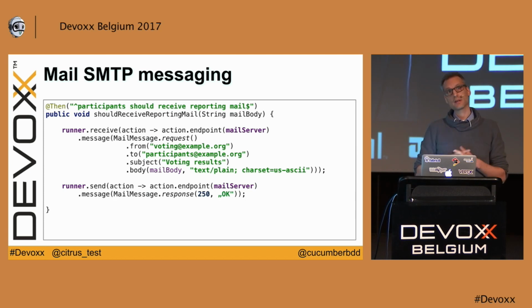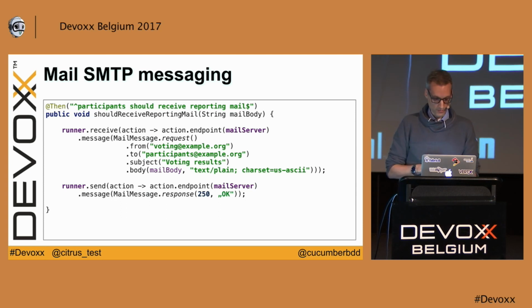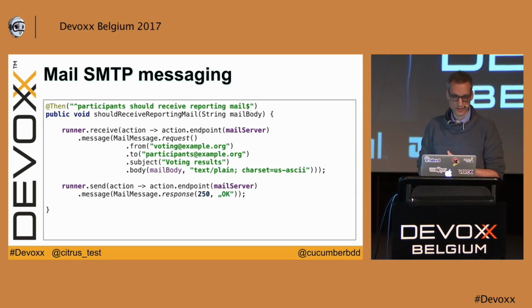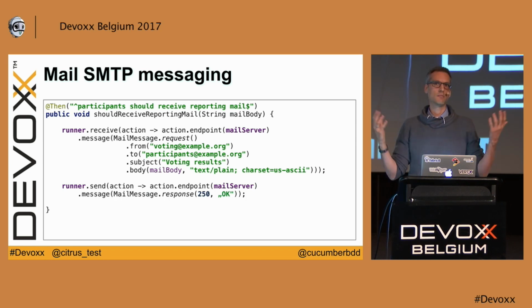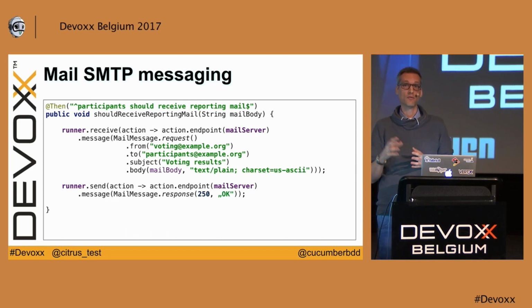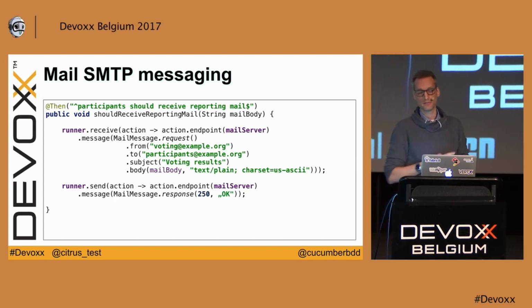And once I receive that message, then I want to send back some response as the mail server. So I give Citrus the response here. This is an SMTP protocol 250 OK. So email was accepted. And at this point, I can also do some negative testing. Yeah, so this is the happy path. I could also say now the mail server should send back some error, like I did not accept your email, and the voting application should handle that.